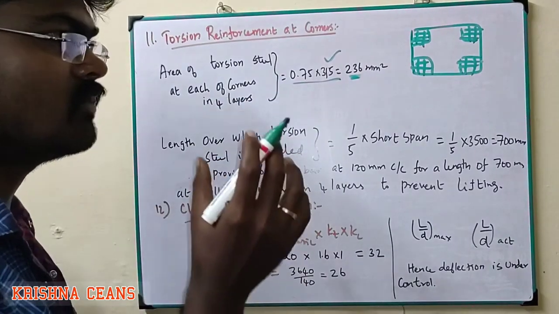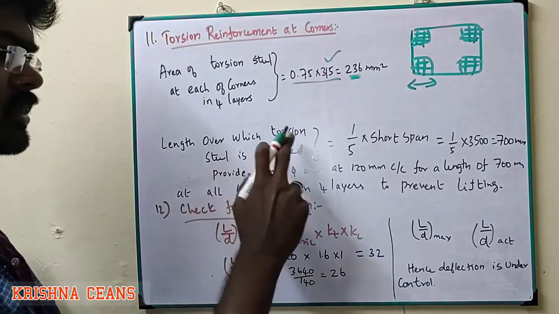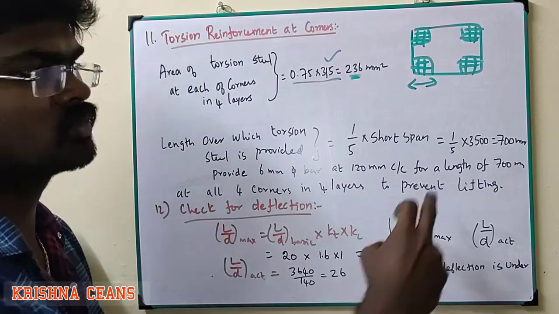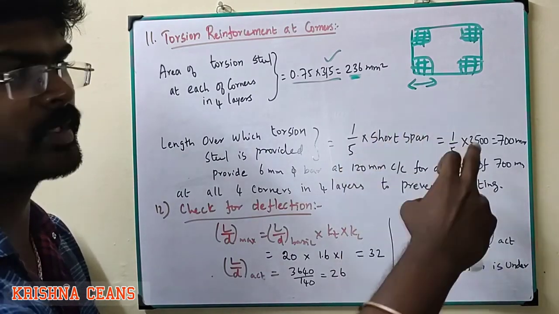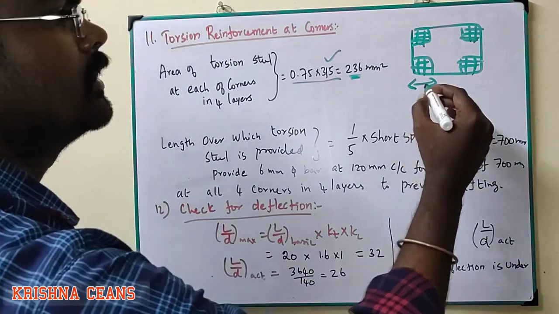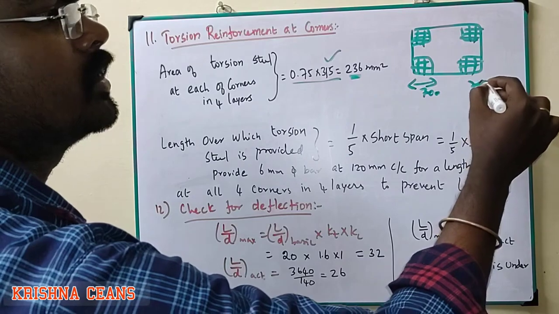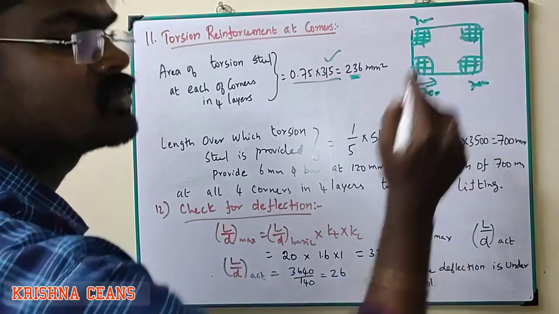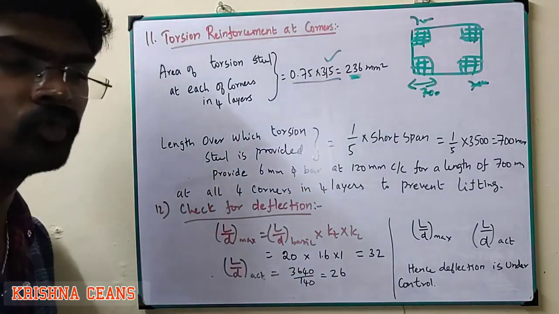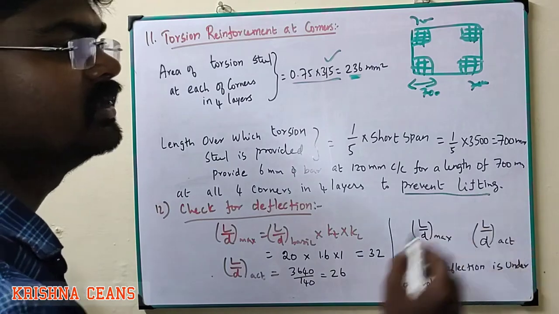corners. So what is the length we need to calculate? The length over which torsion steel is provided is 1/5 of the shorter span. The shorter span is 3500, so 1/5 is equal to 700 mm. So the length of the torsion steel is 700 mm here, here also 700 mm, here also 700 mm. At all the 4 corners we need to provide 700 mm length of that 236 mm square of steel, which prevents the lifting.